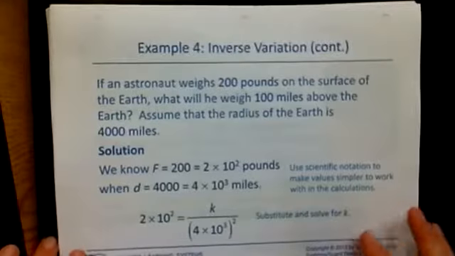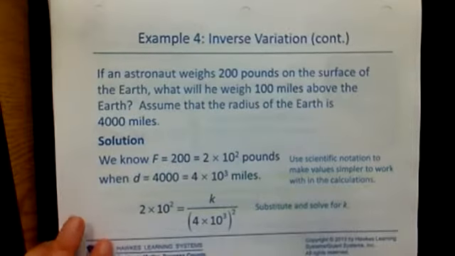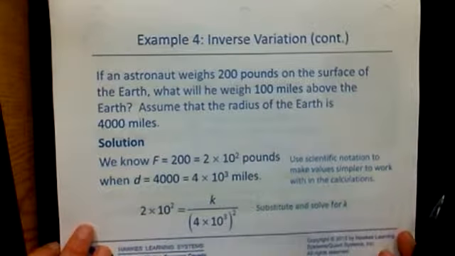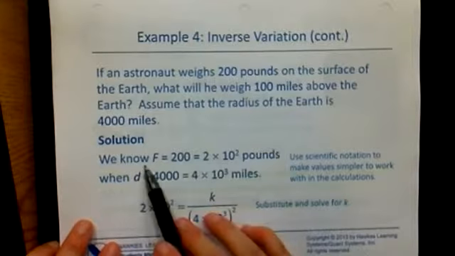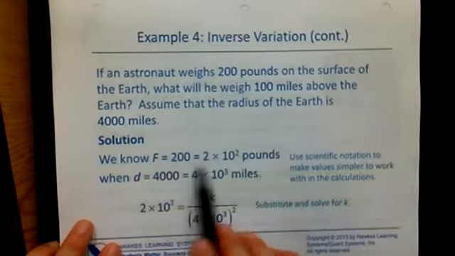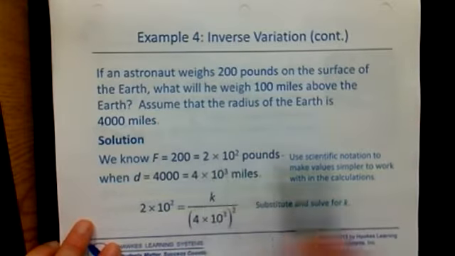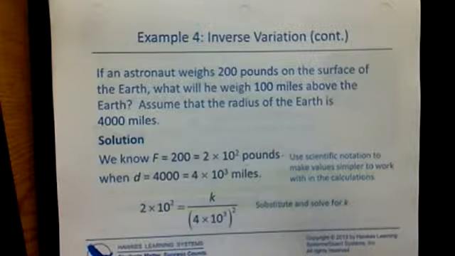To continue it, says if an astronaut weighs 200 pounds on the surface of the Earth, what will he weigh 100 miles above the Earth? Assume that the radius of the Earth is 4,000 miles. So we've got the force, which is 200 pounds, times, which they turn it into scientific notation here, but you don't need to do that. If you're working with your calculator, you don't need to turn it into scientific notation. It will handle it just fine without doing that.